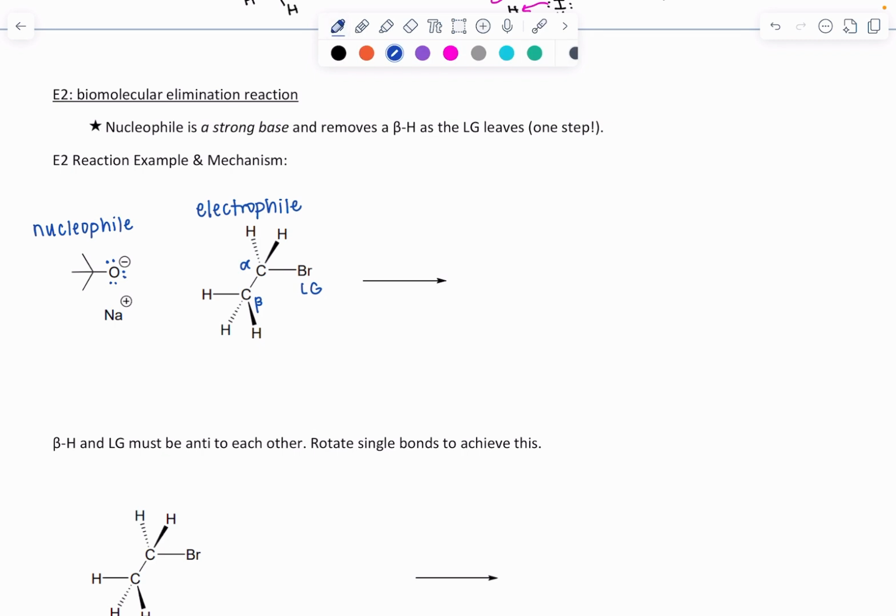So in one step, the nucleophile electrons create a bond to the beta hydrogen that will be eliminated. The electrons in this carbon to beta hydrogen bond will form a double bond between the alpha and beta carbon, and then the leaving group leaves. So we have three arrows in the same step.